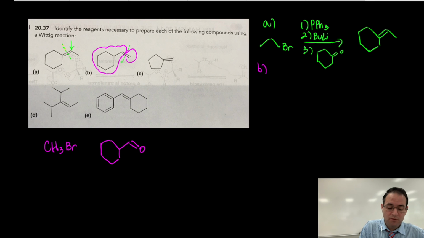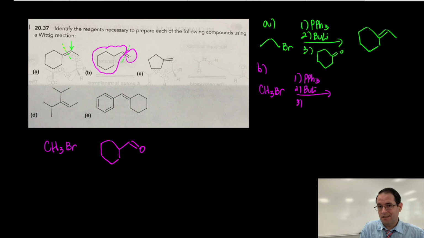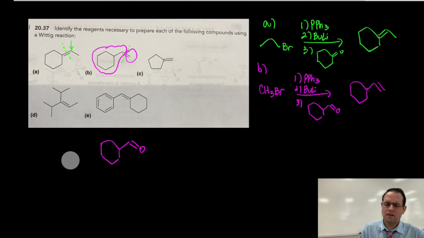So for problem B, we want to take bromomethane. We want to treat this with triphenyl phosphine, butyl lithium, okay? And then we want to add the rest of the number of carbons in the form of an aldehyde, okay? An aldehyde. And that's going to give me the target molecule there. Okay.